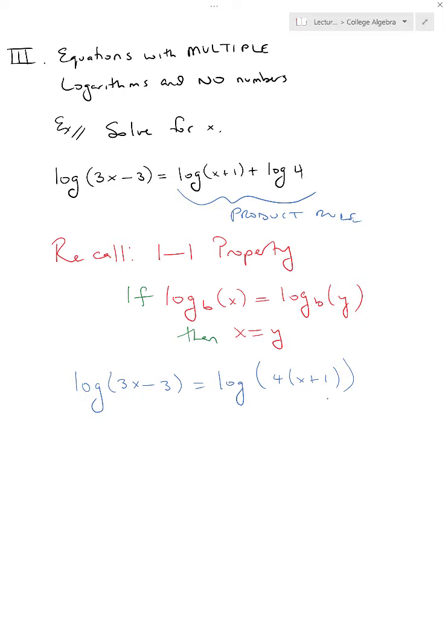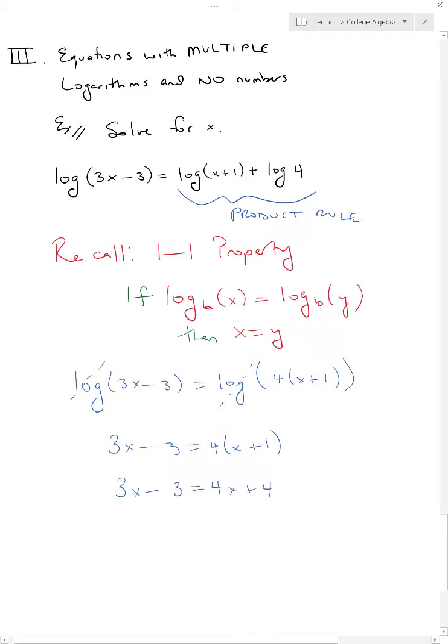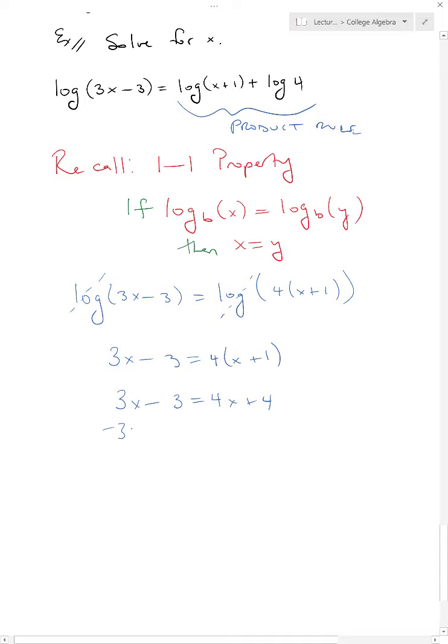And so now I have the perfect setup. Log with no number means it's log base 10 of 3x minus 3. Log, again, base 10 of 4 times x plus 1. Because of the one-to-one property, I can essentially cancel the logs, and I have 3x minus 3 is equal to 4 times x plus 1. And now I just solve this like a normal linear equation. So distributing the 4, 3x minus 3 is 4x plus 4. And then if I isolate the x, subtracting 3x from both sides, and I'll do two steps here, subtracting 4 from both sides, -7 is equal to x.